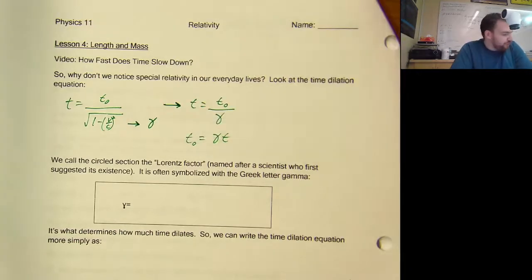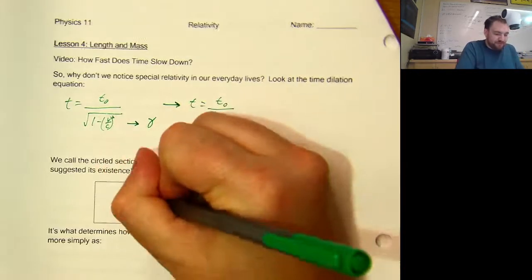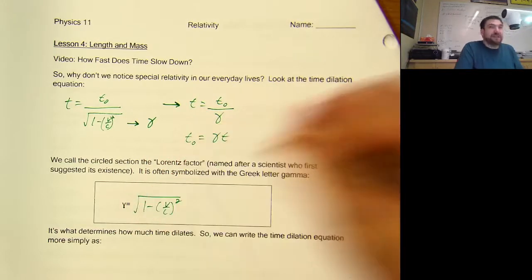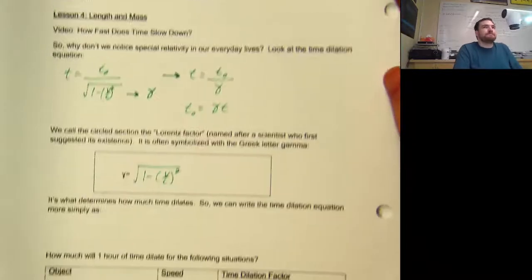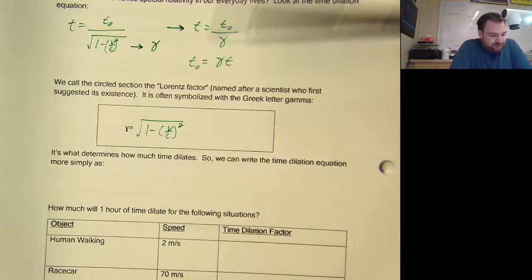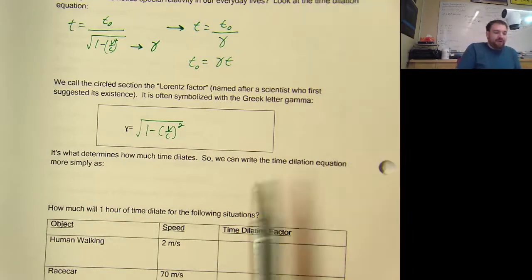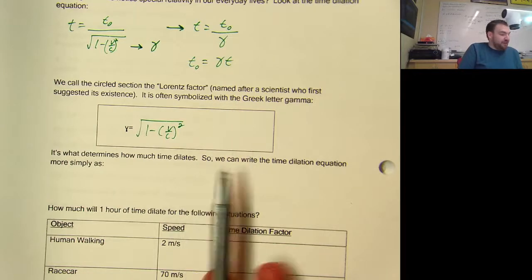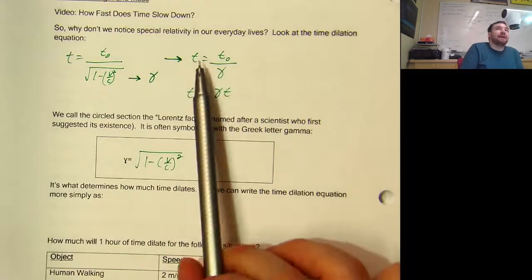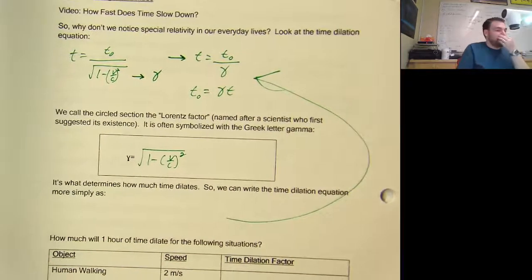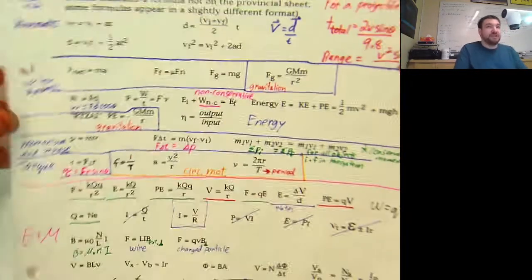Because this term shows up so many times, we just abbreviate it. Gamma is just the square root of 1 minus v over c squared. This is the factor that determines how time dilates. It's also going to determine how mass and length are impacted. So I can write the time dilation equation much more simply in these two forms. I'm just going to draw an arrow. These are the simpler forms. That might not be a bad idea to throw onto your formula sheet.